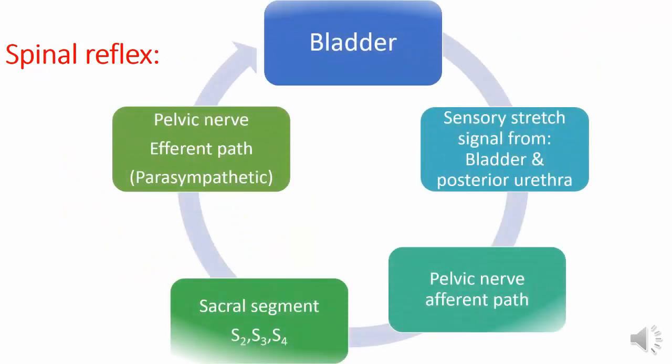So in a nutshell, the bladder wall is stressed and the sensory stress signal from the bladder and posterior urethra will go to the pelvic nerve, that is the afferent pathway, to the sacral segments S2, S3 and S4, and from there it will go again via the pelvic nerve, that is the efferent pathway now, that is parasympathetic, and it will again go to the bladder and initiate the micturition reflex.